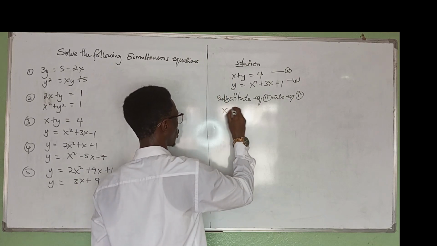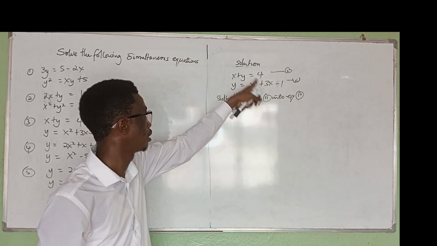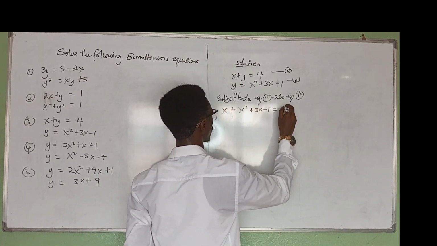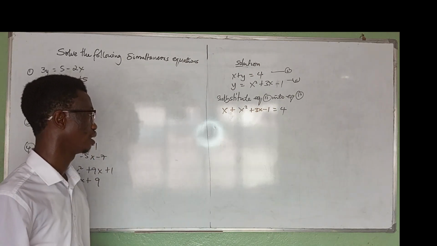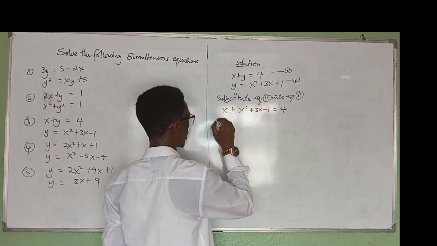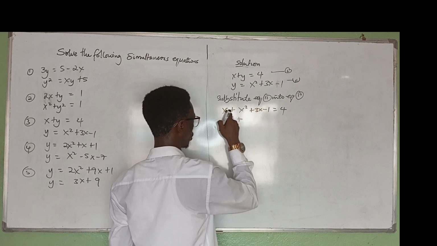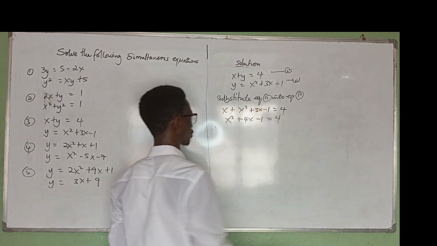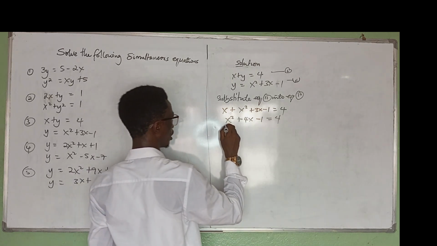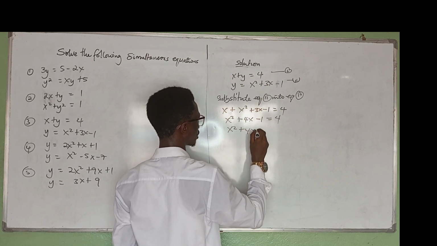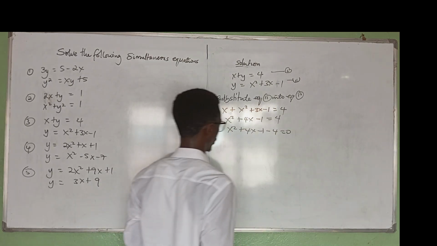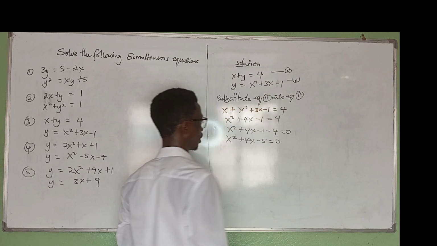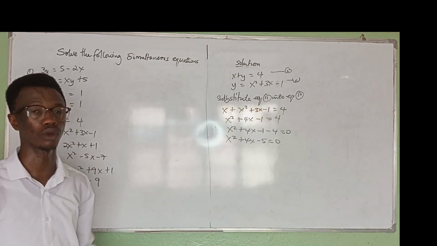So you have x plus, wherever you see y, you put this one. So that becomes x squared plus 3x minus 1 equals 4. Now we collect like terms. We have x squared, and 3x plus x gives 4x, minus 1 equals 4. The next thing, we bring this 4 here. So this becomes x squared plus 4x minus 1 minus 4 equals 0. So we're going to have x squared plus 4x minus 5 equals 0. So from simultaneous equation to a quadratic equation.